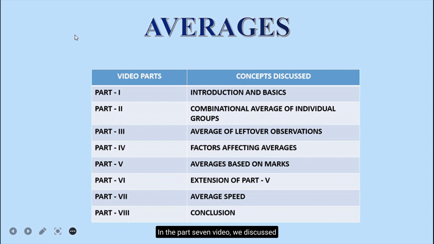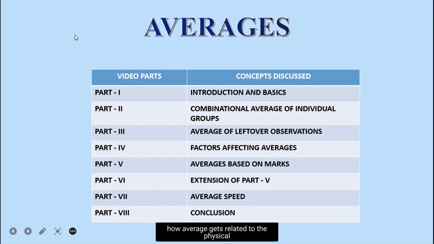In the part 7 video, we discussed how average gets related to the physical quantities such as time, speed, etc. At last in this video, we discussed how averages get affected based on linear change in observations and also when the replacement of observations based on false and true value.